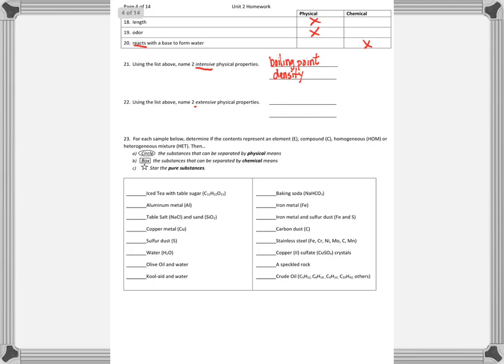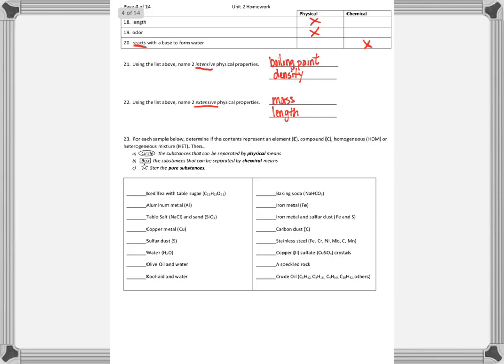All right, extensive properties are those properties that depend on the amount of that substance that you have. So again, one of the more obvious ones, mass. Mass will definitely depend on how much of the substance you have. The more of that substance you have, the greater the mass, the less the mass. Another extensive property would be length. If you increase the length of a ruler, again, it's increasing. If you decrease it, then you're going to have a shorter ruler.